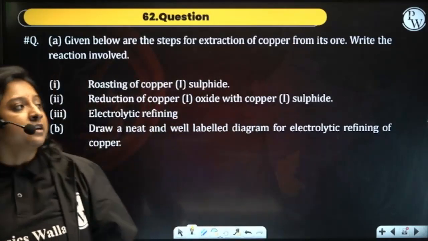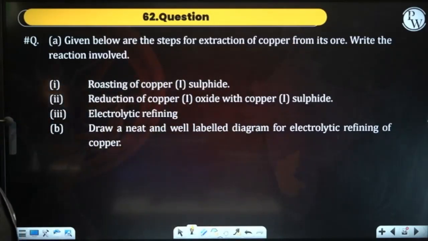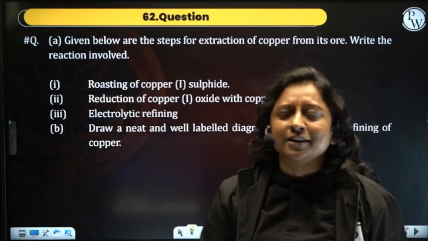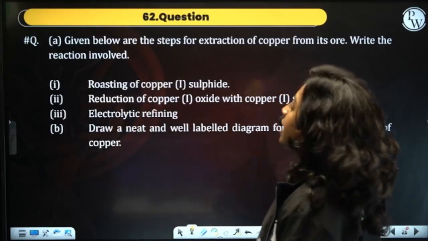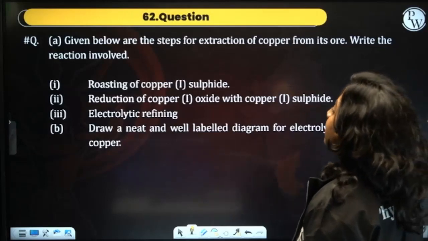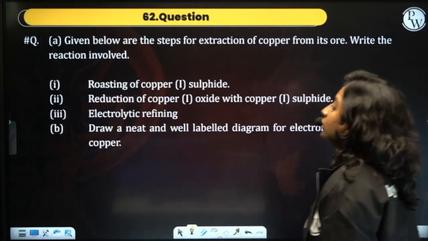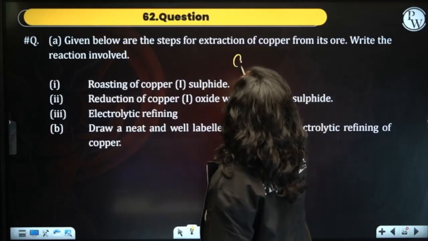62 question. Last question of this exemplar series. We have almost all, I guess, 30 to 35 questions now. Now, given below are the steps for the extraction of copper from its ore. Write the reaction involved. Roasting of copper sulfide.